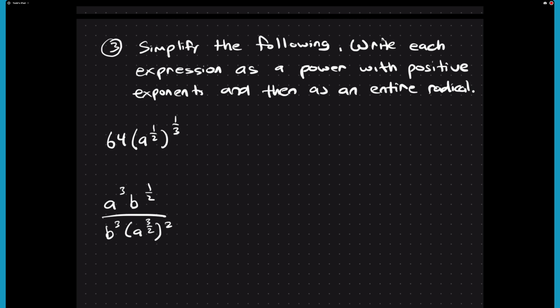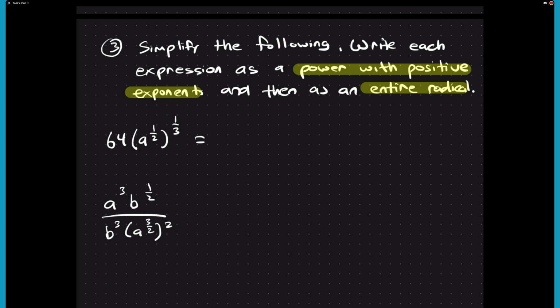Okay, let's move on to question number 3. Simplify the following and write each expression as a power with a positive exponent and as an entire radical again. So let's take a look at this first question. And we've got 64 times within brackets a raised to the power of 1 over 2, and that is raised to the power of 1 over 3.